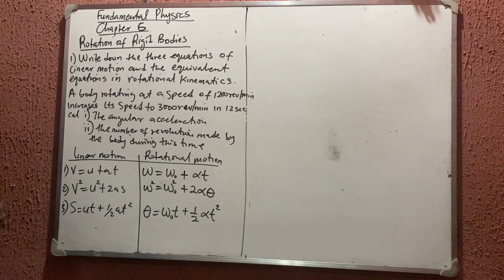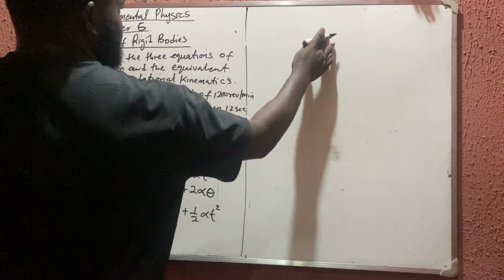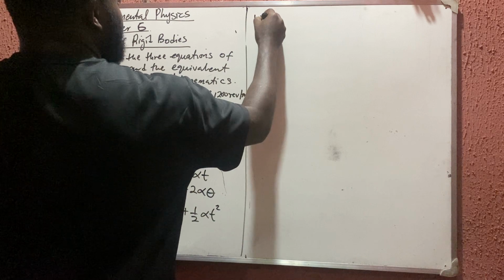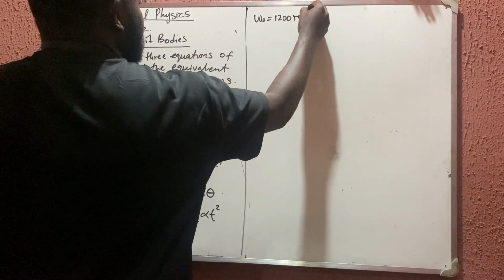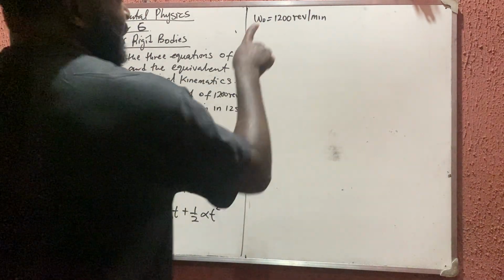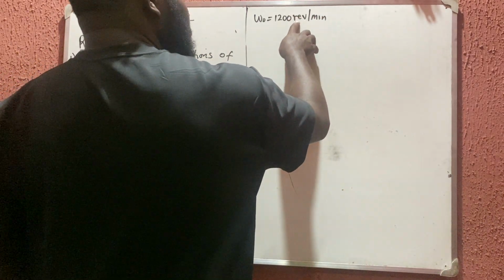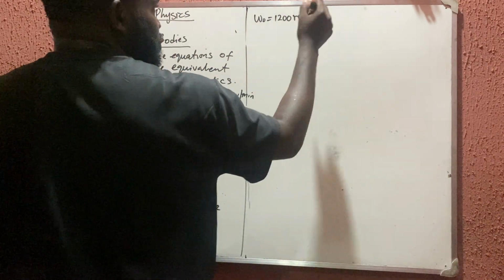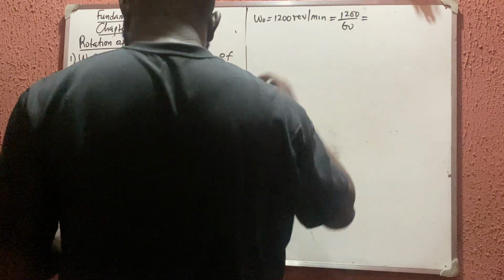Now let's solve this question. This question says a body rotates at a speed of, they have given us the initial angular velocity, omega naught, equal to 1200 revolutions per minute. Now we can change it to rad per second, or you leave it in revolution per second. Changing it to revolution per second, you have 1200 divided by 60.